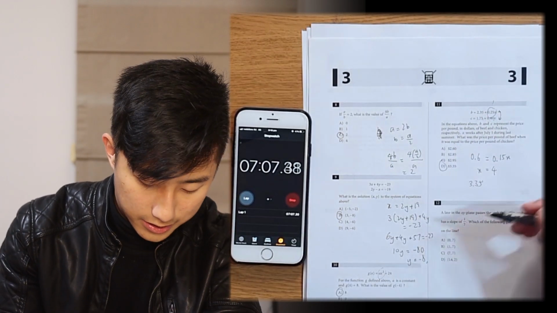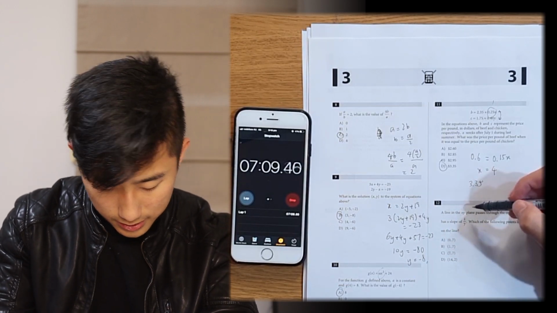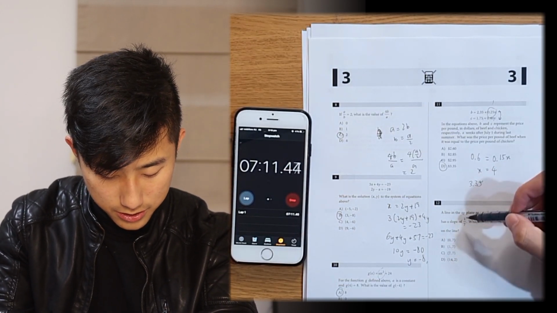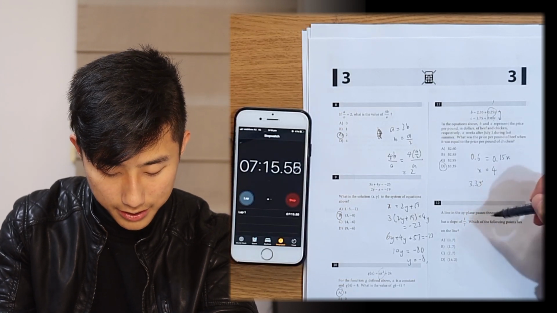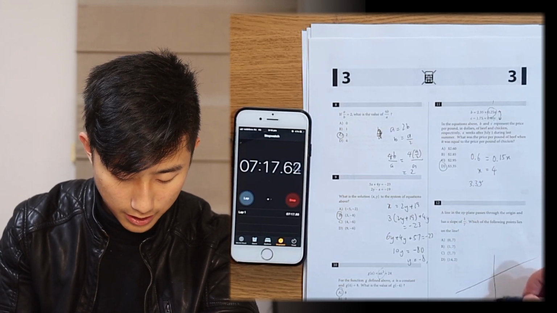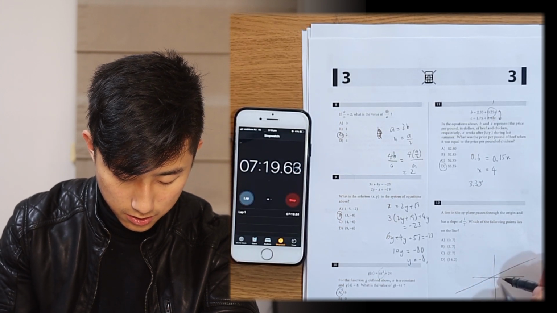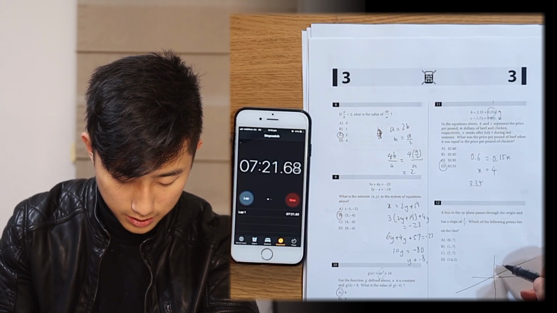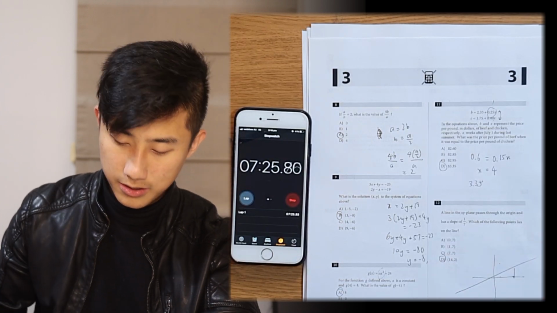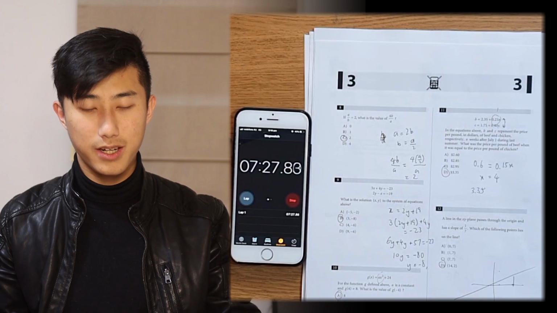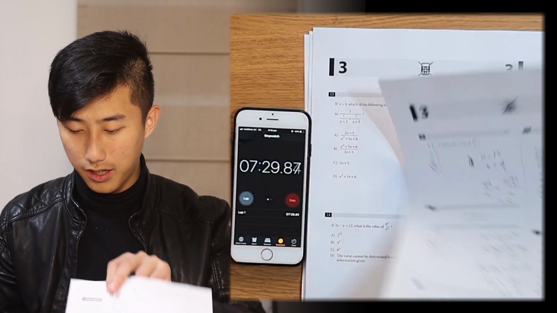D is correct. A line in the xy plane passes through the origin and has slope negative 1 over 7. Which of the following points lies on the line? So just a slope like that. So 1 and 7, nope. It is 14 and 2. Yeah, D. Not too hard so far.